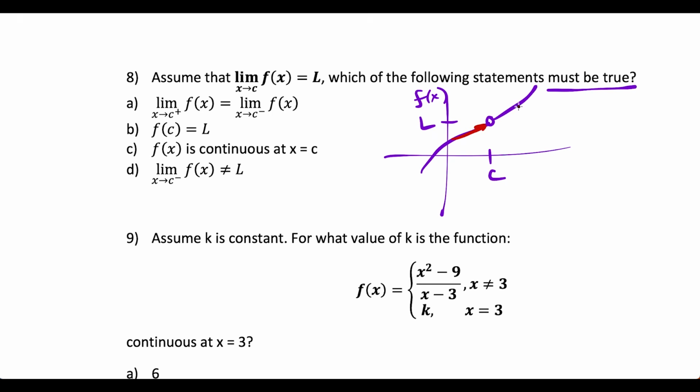Now I have the option here of coloring this in or leaving it open, but we want to know which of the following statements must be true. So I want to try to put as many restrictions on this as possible. So choice A says the limit as x approaches c from the right side. So that's over here, like as x is approaching c from the right side, our y value is heading to L. This has to be equal to the limit as x approaches c on the left side.